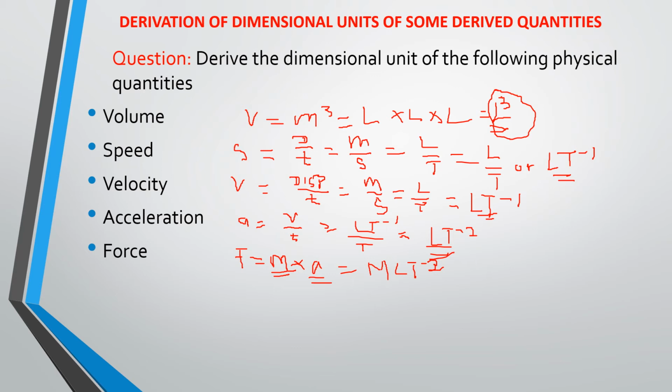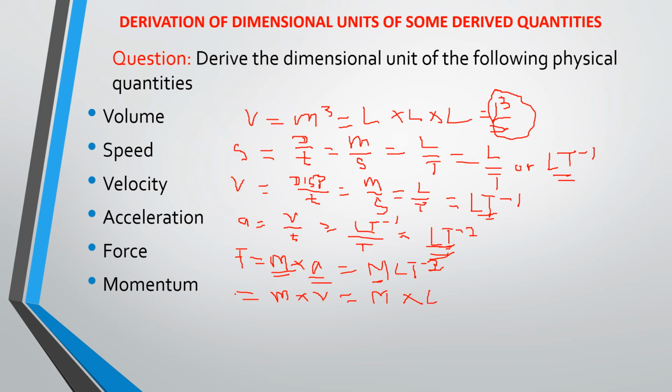Then we can still do the one for momentum. Momentum is mass times velocity. The dimensional unit of mass is capital M, so then you bring in velocity. This is velocity, right? That is velocity. So that gives you the dimensional unit for momentum.